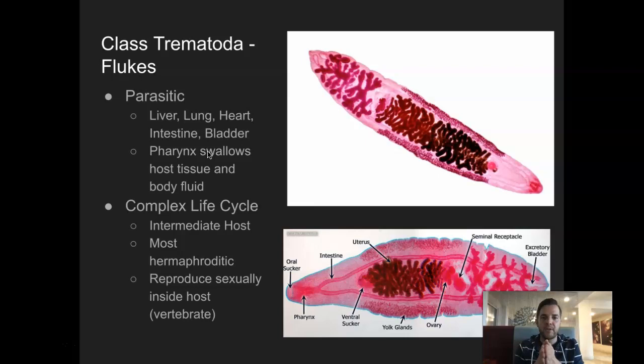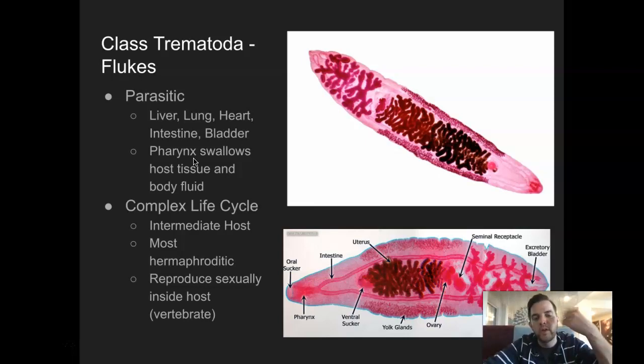Just like with the previous class, they have one opening. Mouth and anus are both in the pharynx. We'll dive a little bit deeper into it, but the pharynx is a tube from the bottom of their body that they use to feed with. And so essentially they use that to attach to the internal digestive system of whatever they're attempting to parasitize.